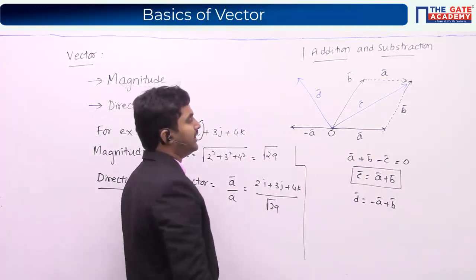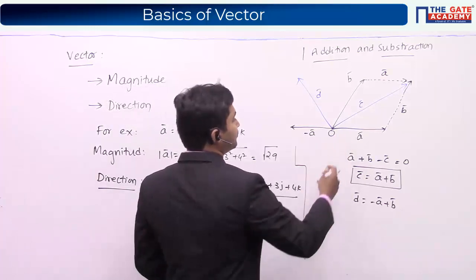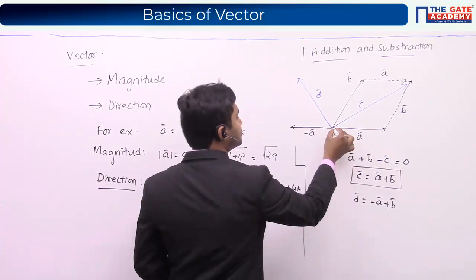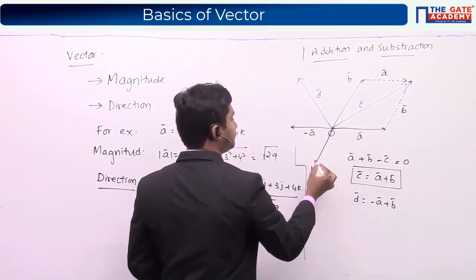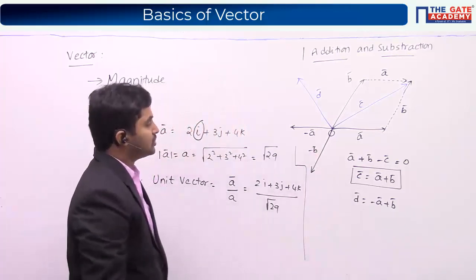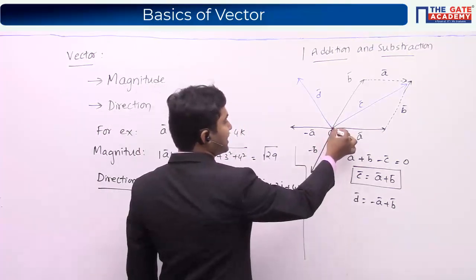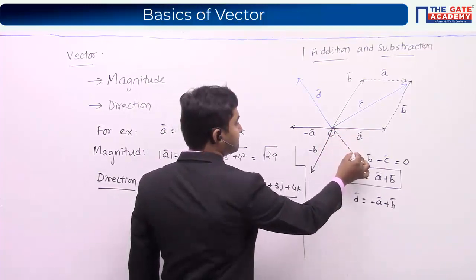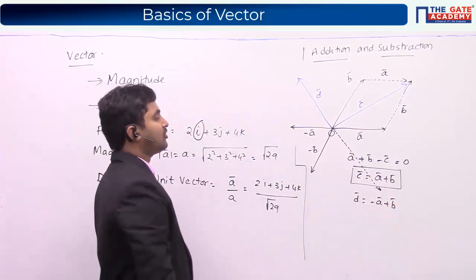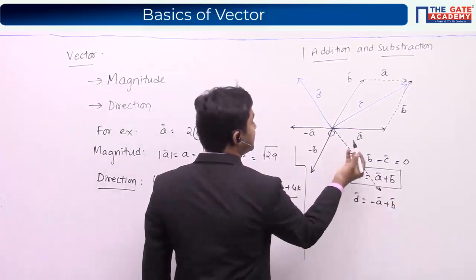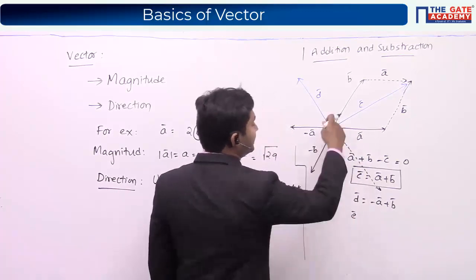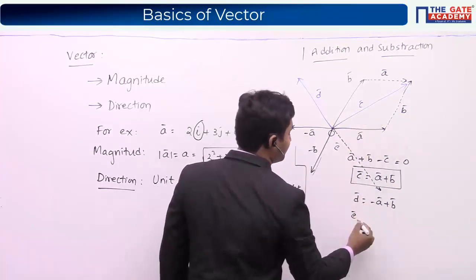Now let me draw one more vector, which is the vector addition of A bar and minus B bar. Let me extend this and call it minus B bar. A vector which is going exactly from the middle, let us call this vector E bar. So this E bar will be the vector addition of A bar and minus B bar.